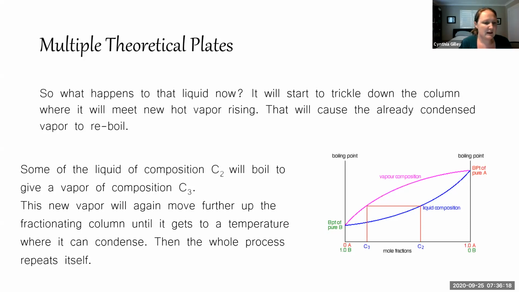Some of the liquid of composition C2 will boil to give a vapor of composition C3. This new vapor will again move further up the fractionating column until it gets to a temperature where it can condense. The whole process repeats itself. And hopefully you get enough of those vaporization condensation cycles happening in a column, and that can depend on the column height, to eventually get pure B. That can also depend on the difference in boiling points between the liquids used for A and B.